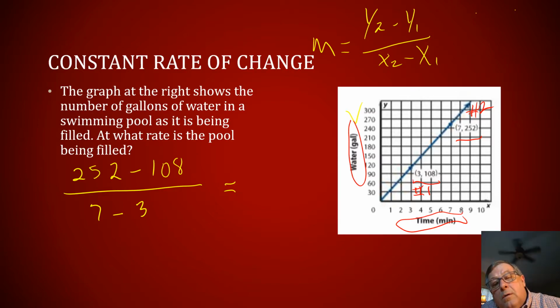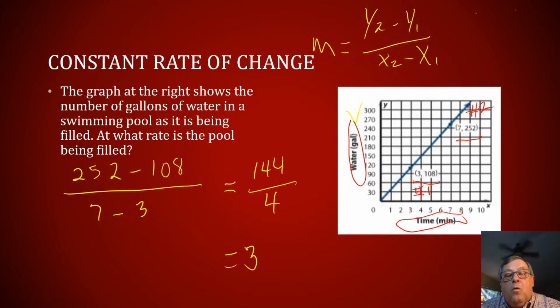So 252 minus 108, that's 144. If you don't believe me, check it on a calculator. And 7 minus 3 is 4. Now we're going to divide 144 by 4. 4 will go into 14 3 times with a remainder of 2. That gives us 24, and 4 goes into 24 6 times. And so our constant rate of change is 36 gallons per minute.